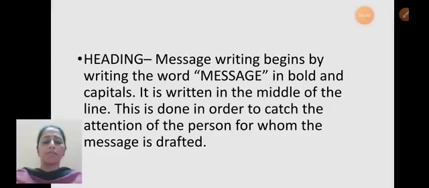If there's just a piece of paper lying, maybe that person's attention may not go. But when you write the word message in block and bold, it will definitely draw the attention of the person for whom the message is drafted. Okay, so the very first point is you will write the word message in bold and capital letters, and that too on the very first line in the middle of the line.